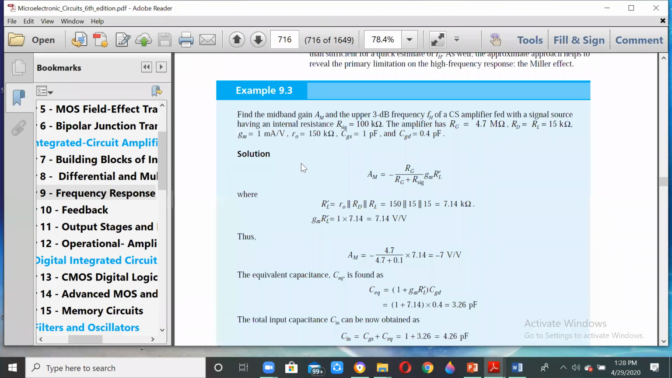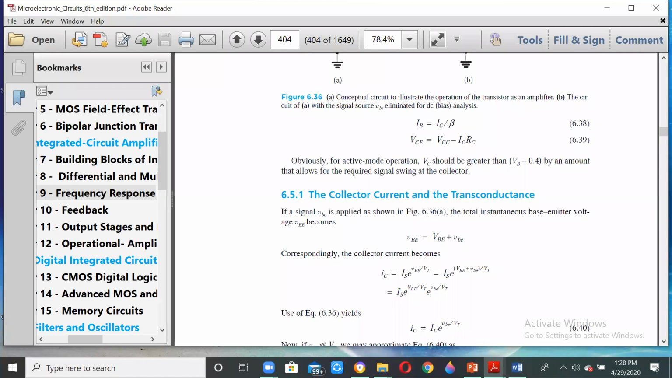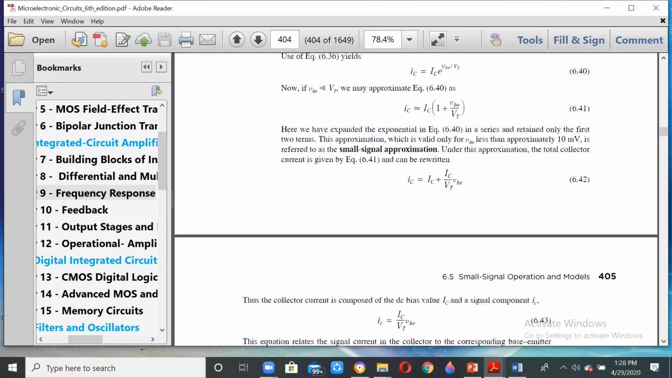article 6.5.1 of the page number 404 and 405. So here, if you just see, we have the formulas for them.